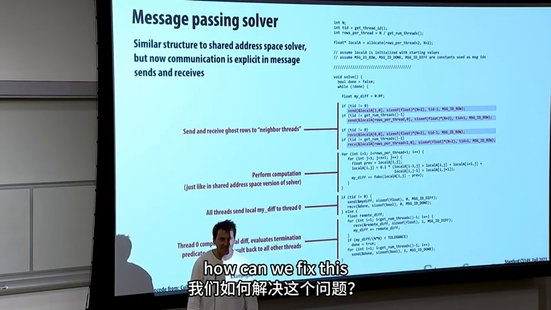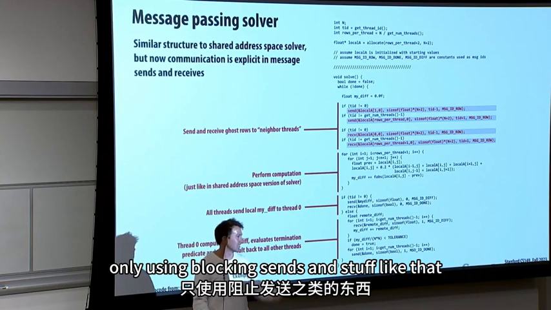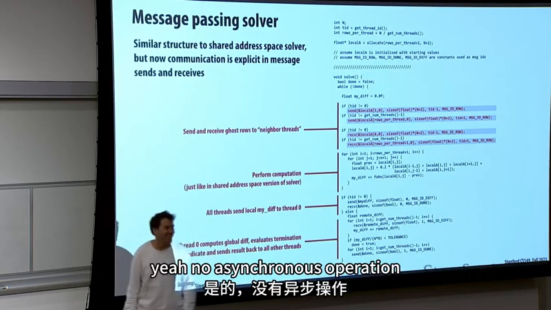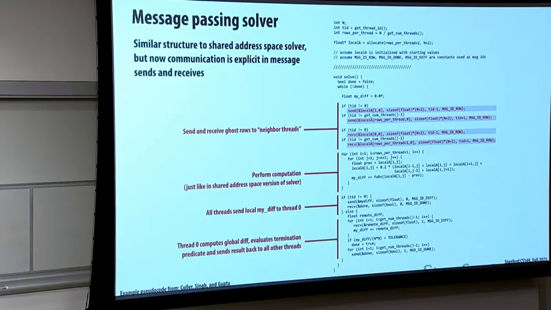How can we fix this, while still only using blocking sends and stuff like that? Yeah. Okay. No asynchronous operation. You can only use blocking sends.